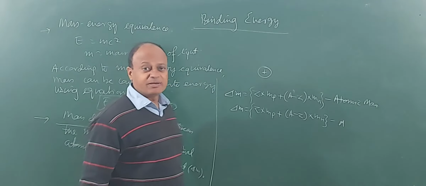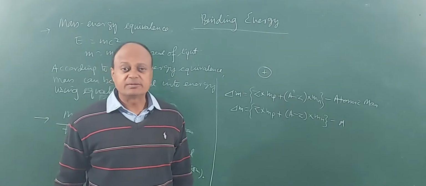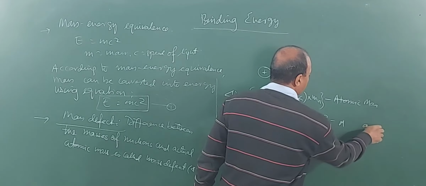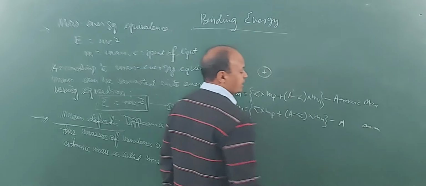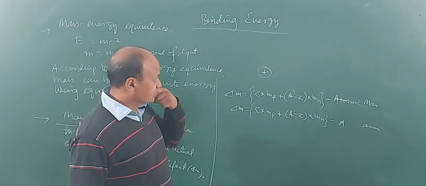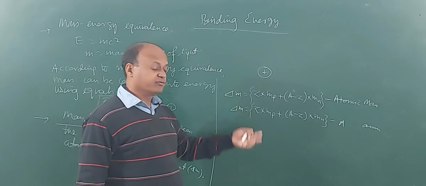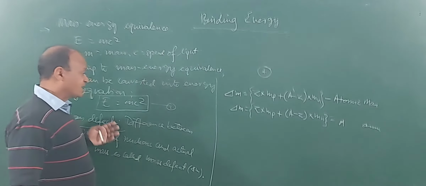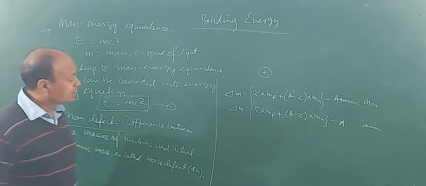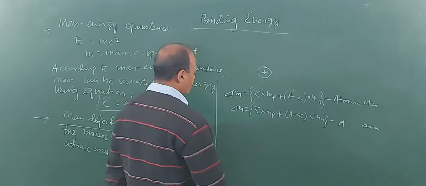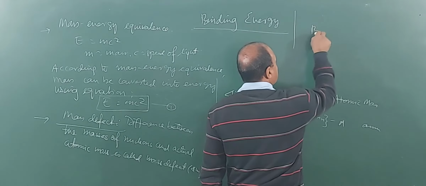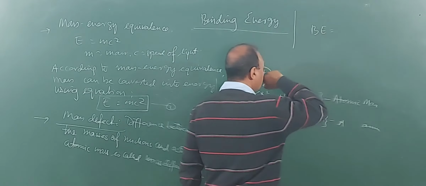And children, generally this mass defect will be calculated in terms of atomic mass unit. So, what will be the unit of this? This will be atomic mass unit. Either you can write AMU or you can simply write u. Clear? So, we understood what is mass defect. We also understood what is mass energy equivalence. Now, once we understand this, we will understand what is binding energy. What is binding energy?